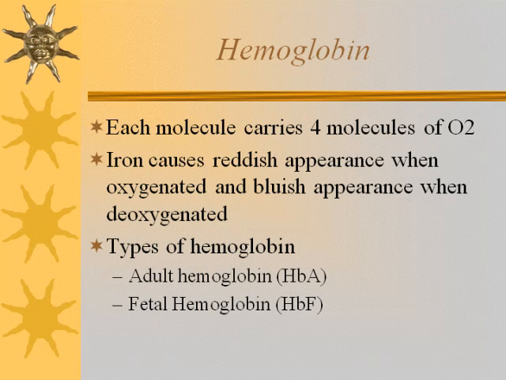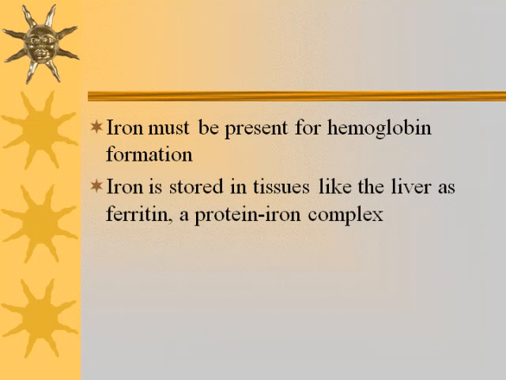And if you think about it, when you draw blood from veins, which is deoxygenated or lacks the oxygen, it's darker and sometimes has a bluish appearance. If you draw blood out of an artery that has oxygen in it, the iron is what gives it its reddish appearance. There are 2 types of hemoglobin, the adult hemoglobin and then fetal hemoglobin, just for your information.